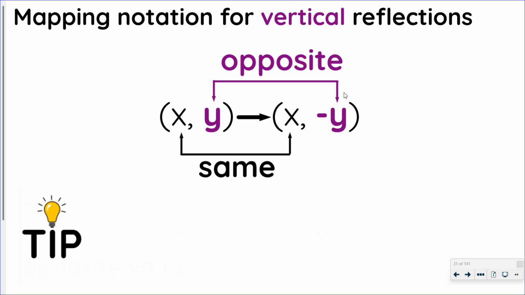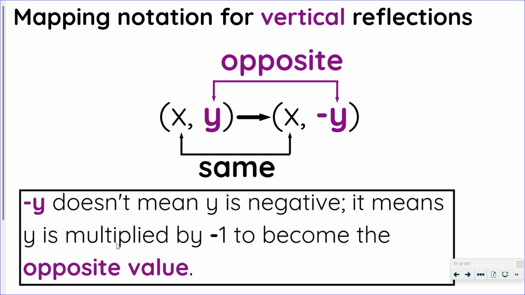This does not mean that the image always has a negative y value. Negative y shows that it is the opposite. Negative y actually means that y is going to be multiplied by negative 1. That's how we make something opposite.